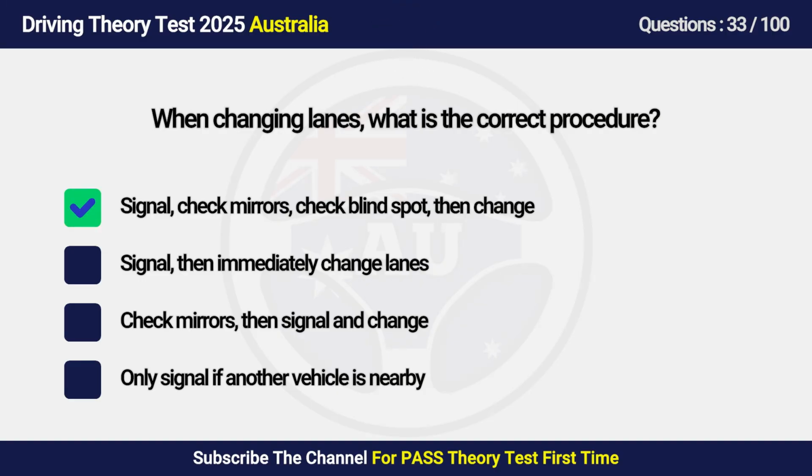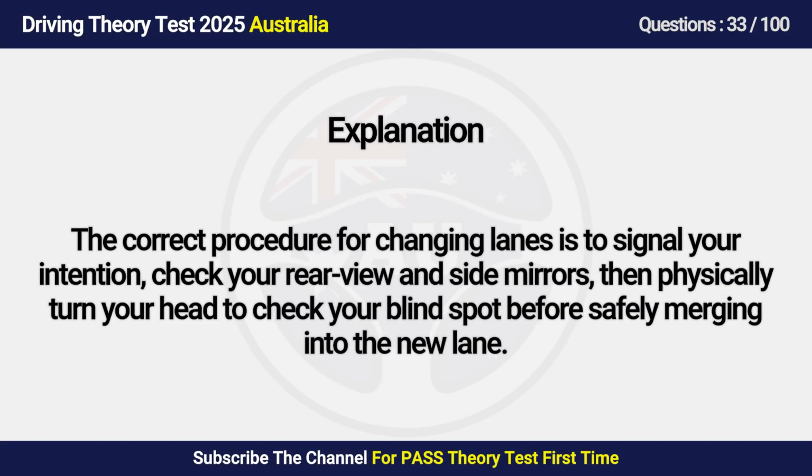Answer is A. Signal, check mirrors, check blind spot, then change. The correct procedure for changing lanes is to signal your intention, check your rearview and side mirrors, then physically turn your head to check your blind spot before safely merging into the new lane.